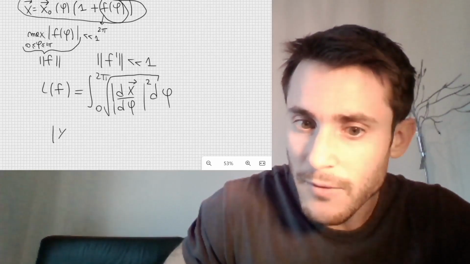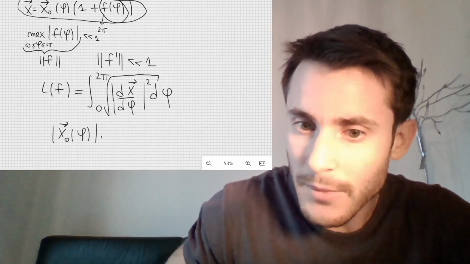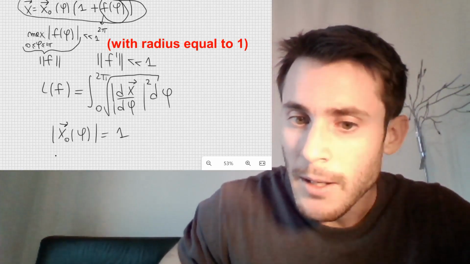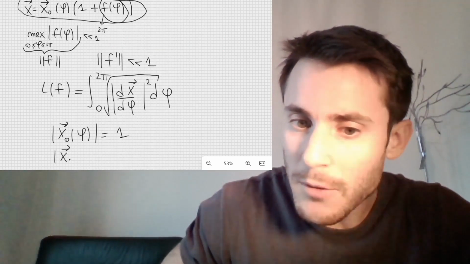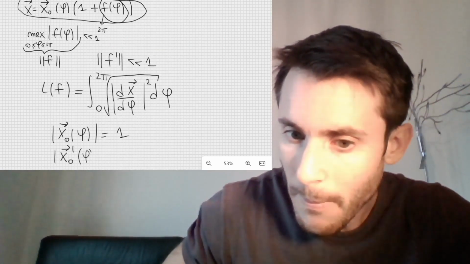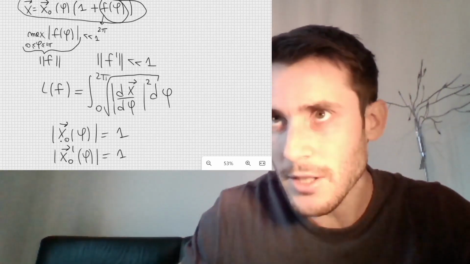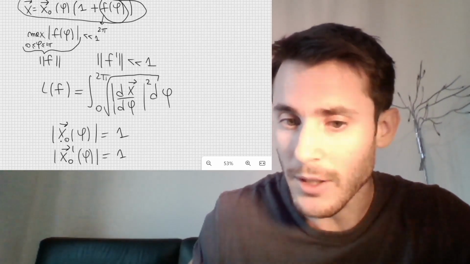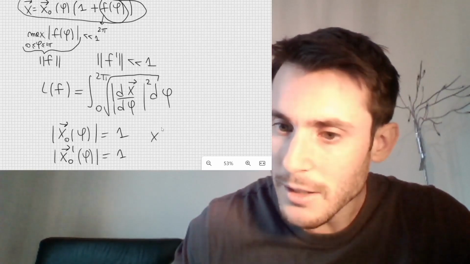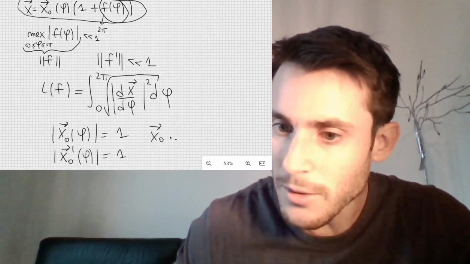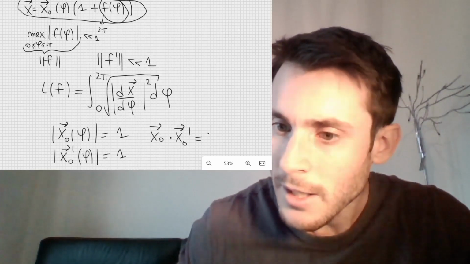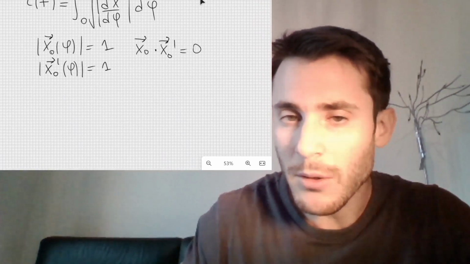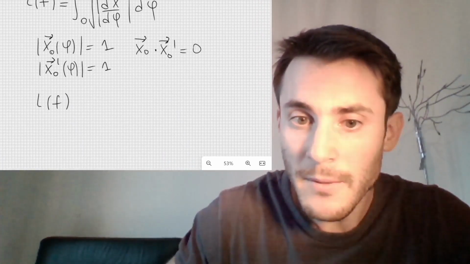We know that the mod of x0 of phi is equal to 1 by definition, because x0 is the unperturbed circumference. And we also know that the mod of the derivative with respect to phi of x0 is equal to 1, because dx0 d phi is the unit vector which is tangent to the circumference. So it's also equal to 1. Also, the dot product between x0 and x0 prime is equal to 0 because they are perpendicular to each other. By keeping this into consideration, you can rewrite L of f like this.